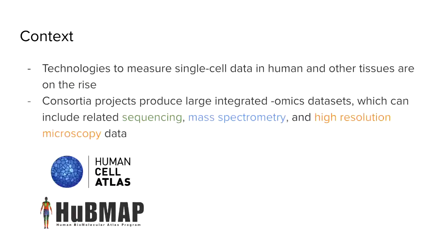So for context, at the time when we first started this project, the Gehlenborg Lab is a part of the HuBMAP consortia effort, and there are a growing number of technologies which measure single-cell data in human and other tissues. A primary goal of some of these consortia is to build comprehensive tissue atlases, which integrate omics data sets, including related sequencing, mass spectrometry, and high-resolution microscopy data.